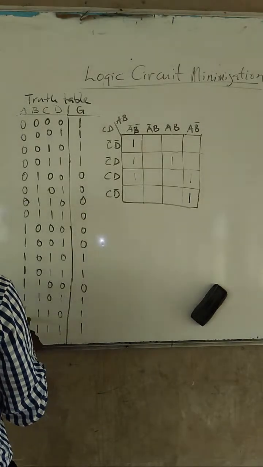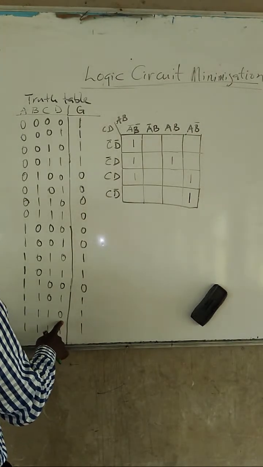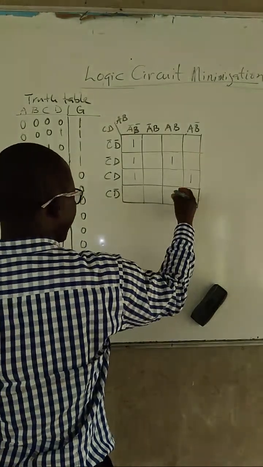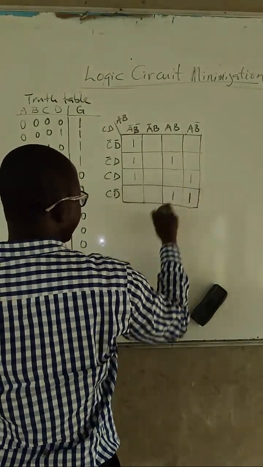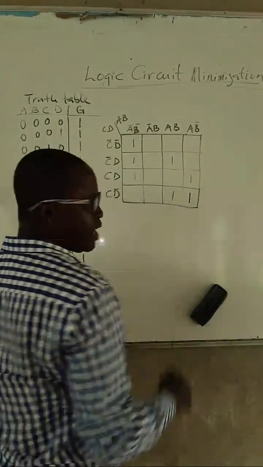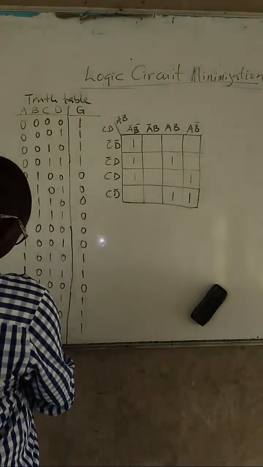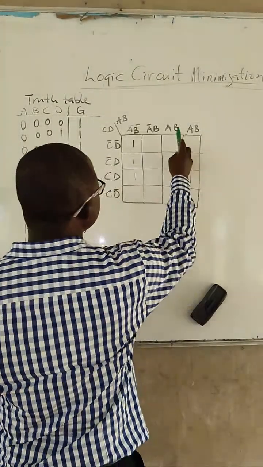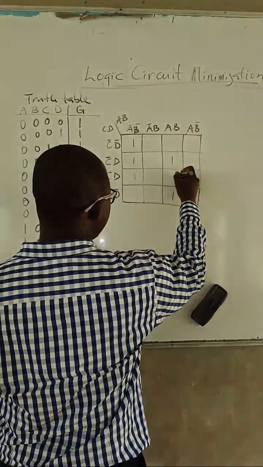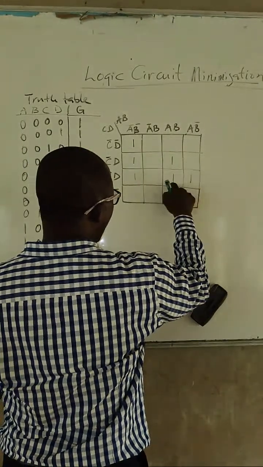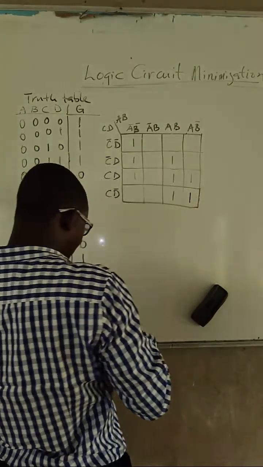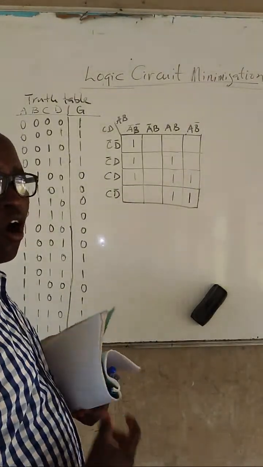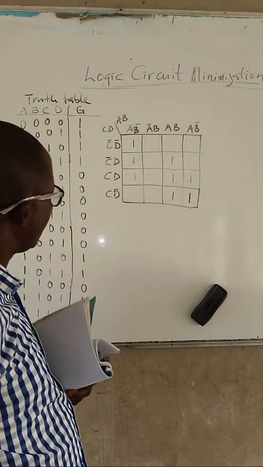Then the next one, A, B, C, D bar. Here. A, B, C, D bar. Then the last one, A, B, C, D. Very interesting. All the ones have been mapped into the Karnaugh map. We've mapped all the bars into the Karnaugh map.